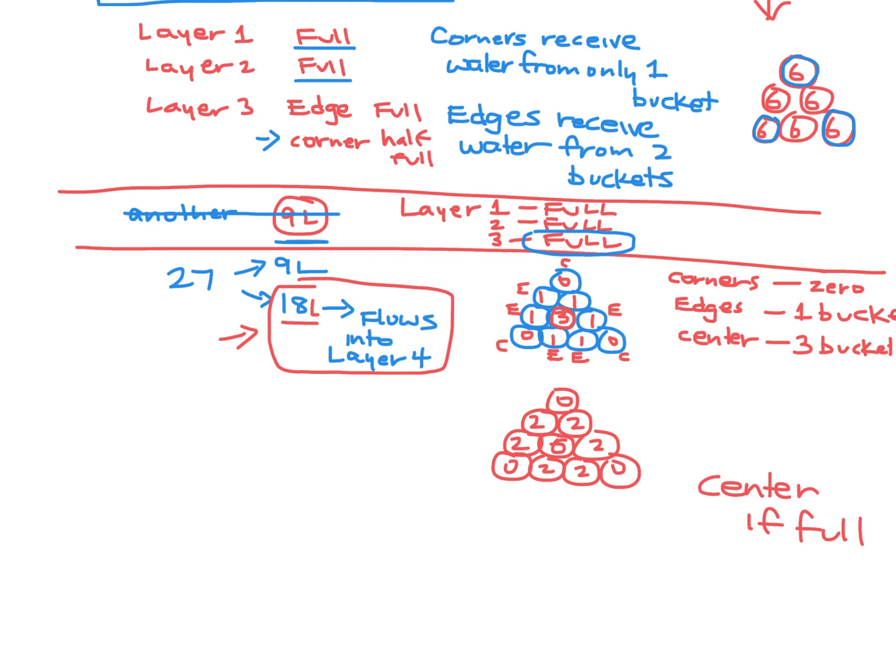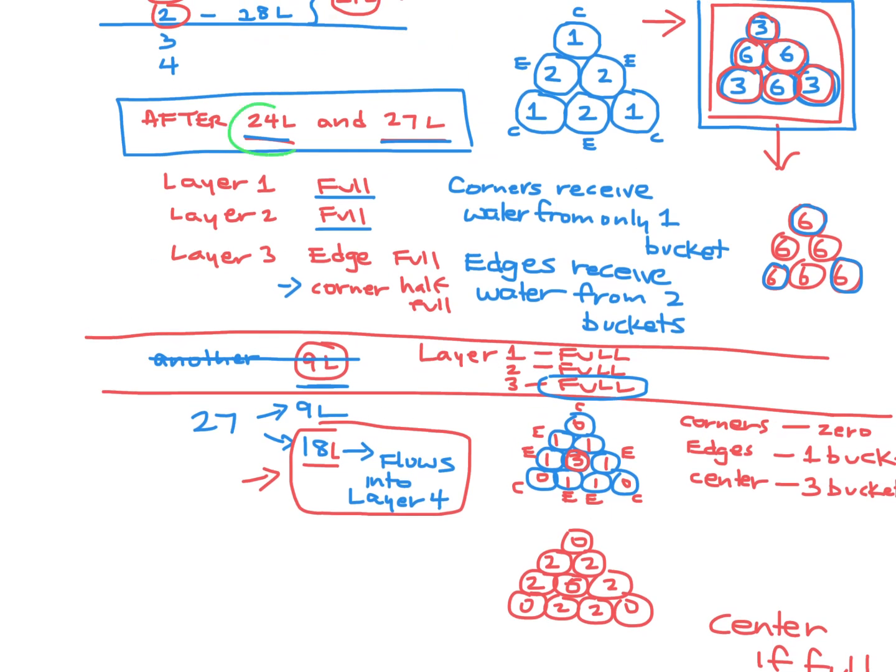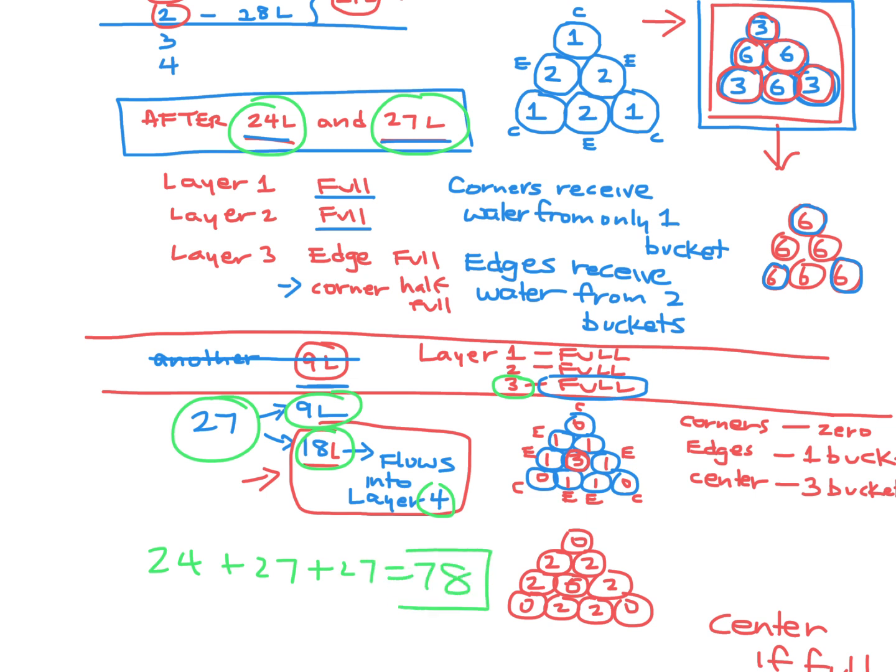And then they're saying, how much water do you add in total? Okay, well, let's count that. In total, so far, we have added this 24, that 27, and this 27, of which 9 went into layer 3, and the 18 flowed into layer 4. So 24 plus 27 plus 27, that is 78. So 78 is the answer to that question.